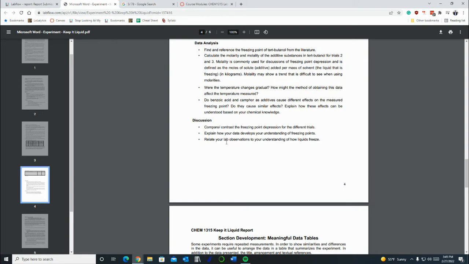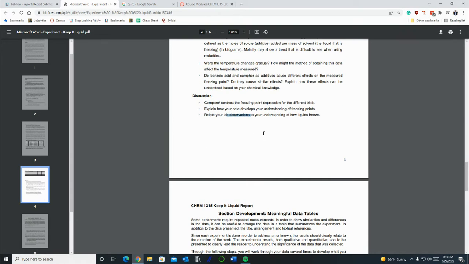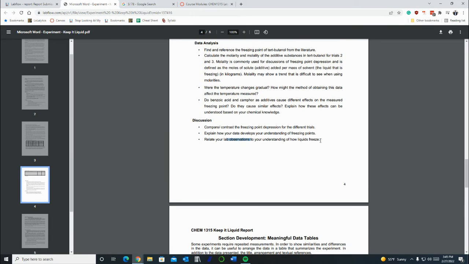And finally, talk about your observations and how they make you understand your liquids, how liquids freeze. I want to emphasize this question is different from the next question we're going to go over. This is talking about how your observations help you understand. So make sure you're taking decent observations. And that is it for your discussion section.